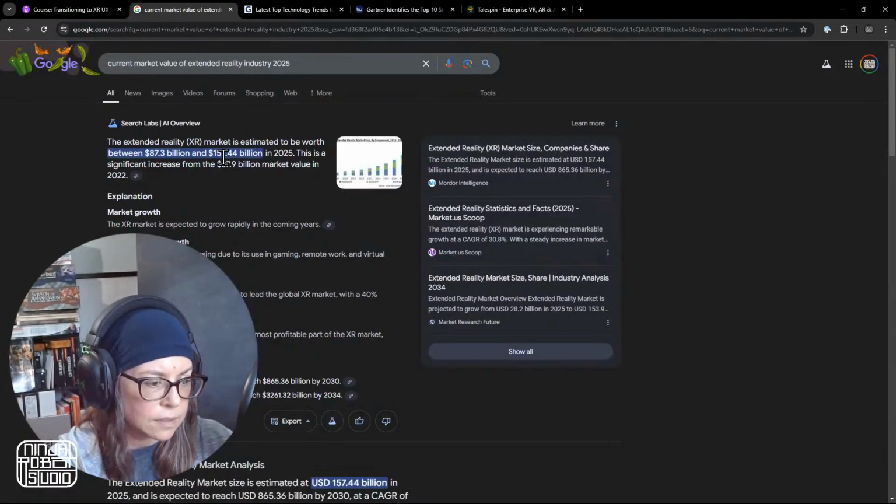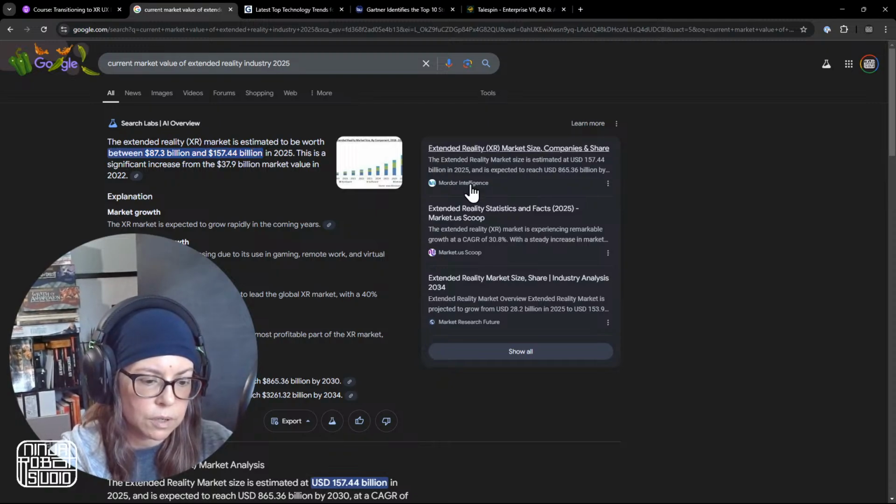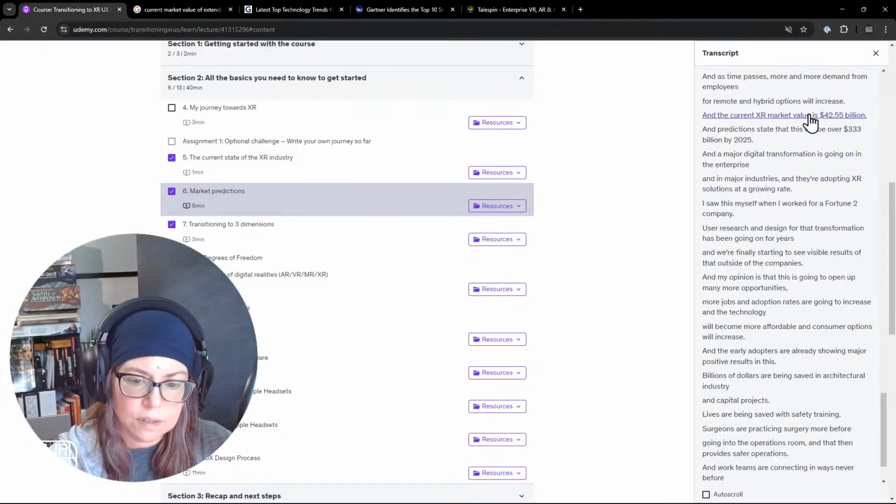So I Googled that and asked, what's the current market value? And according to AI, it is between 87.3 billion and 157.44 billion. Mordor Intelligence says that it's 157 billion currently. That is not 333 billion. So we didn't quite make it there.